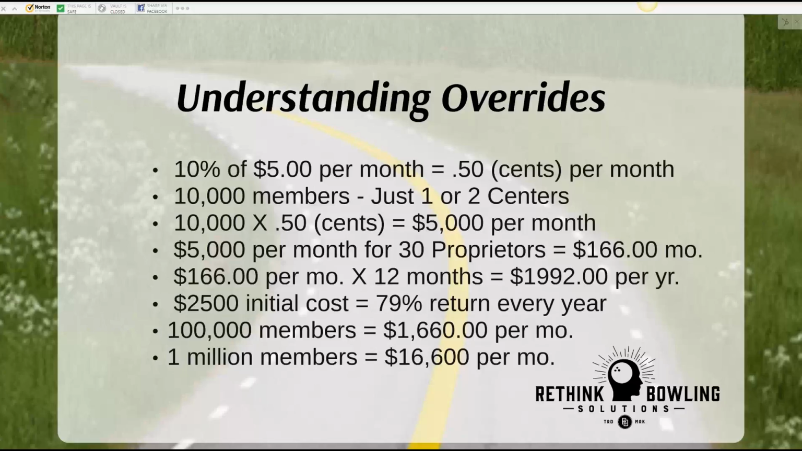So if we just got 10,000 members, you would be looking at a 79% return of your money with a $2,500 initial cost. So, excuse me, the return is excellent. And now if we were to get 100,000 members, which is still very doable, that's $1,660 per month, obviously a 790% return on your money. And if we get 1 million members, and we can do that in Michigan alone, that means you're going to be getting a check of $16,600 per month.